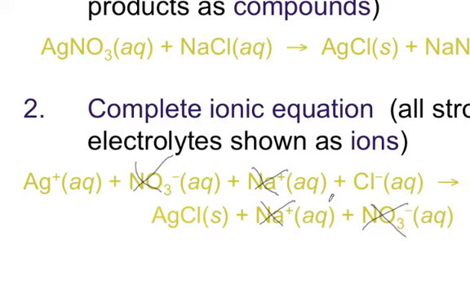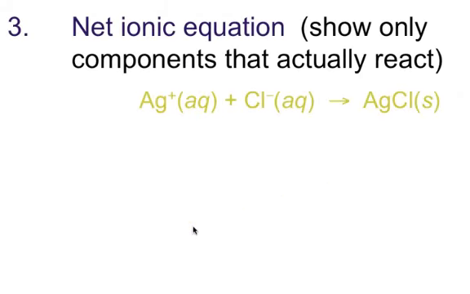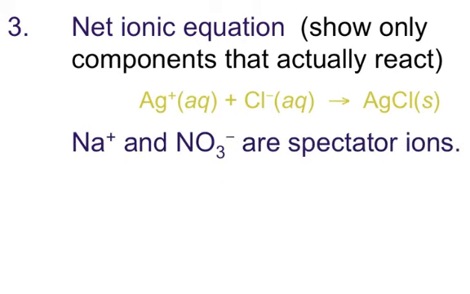And what you're left with is what really happened in the reaction. Silver ions combined with chloride ions and made silver chloride solid. That is the truth. That is the true meaning of what happened in that equation. So we can write what's called a net ionic equation by canceling out the spectator ions, the things that are doing nothing.